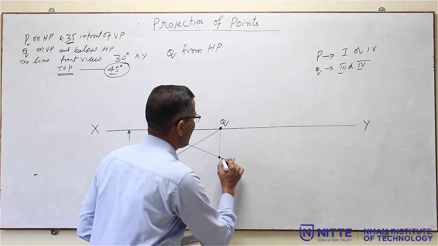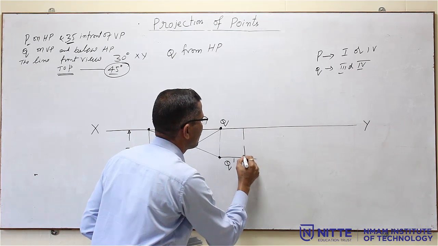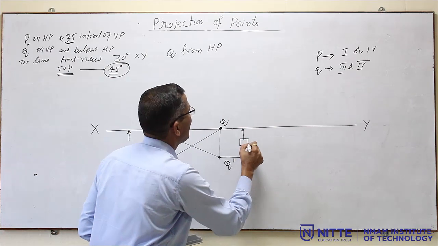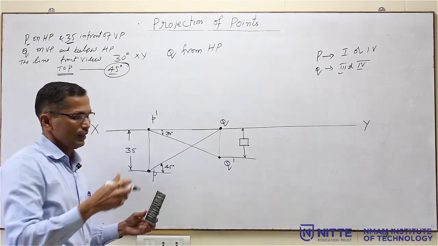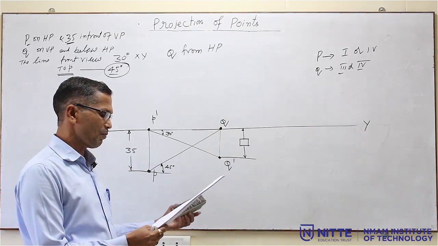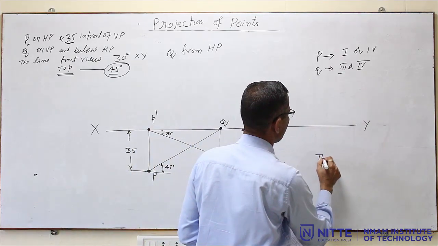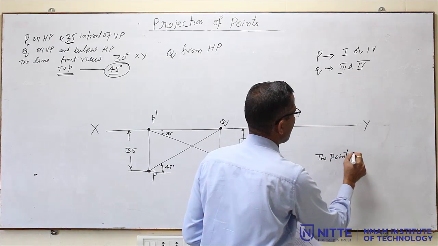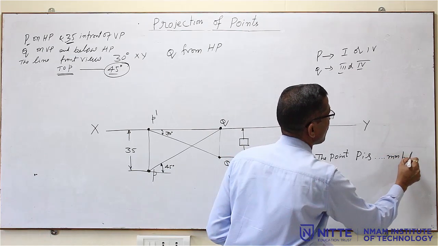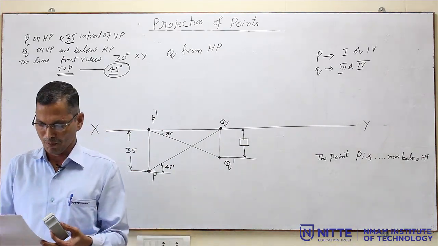And after that, you measure this distance, how much below HP. You have to measure this distance and you have to mark this, and you have to give the answer. They ask the question, find the distance of the point P from HP. So, you have to write the answer here. The point P is so many millimeter below HP. So, that will complete the solution for this problem.